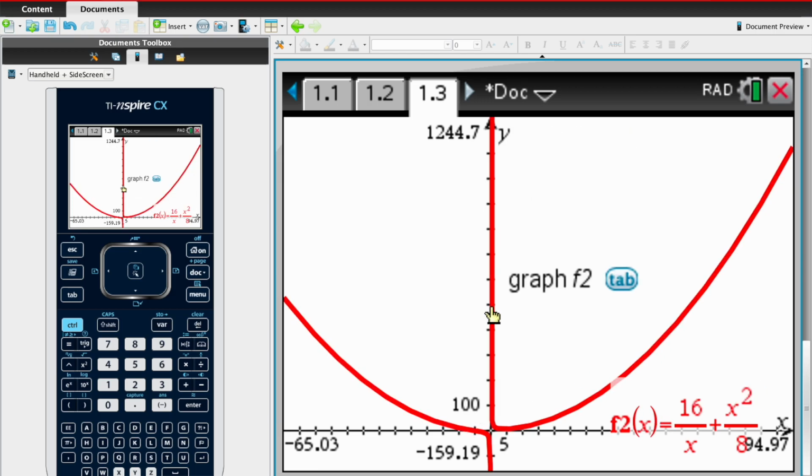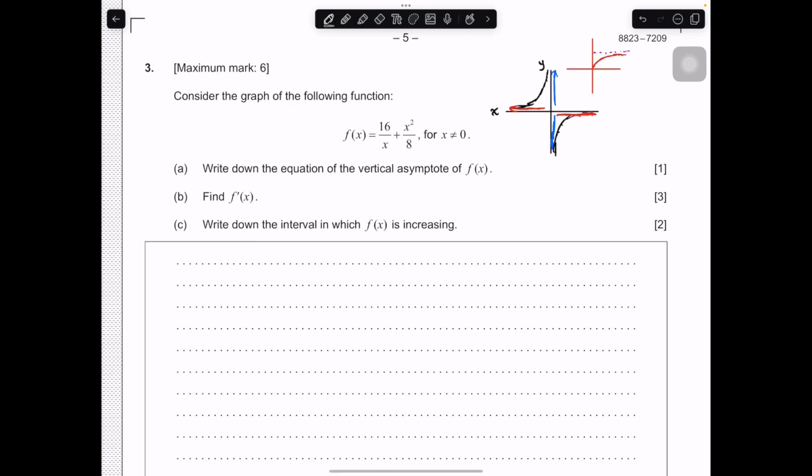So let's go back to the document. So write down the equation of the vertical asymptote. In this case, they don't just want us to write 0, we need to write x is equal to 0. Going back and trying to make sense of that algebraically, just really quick.